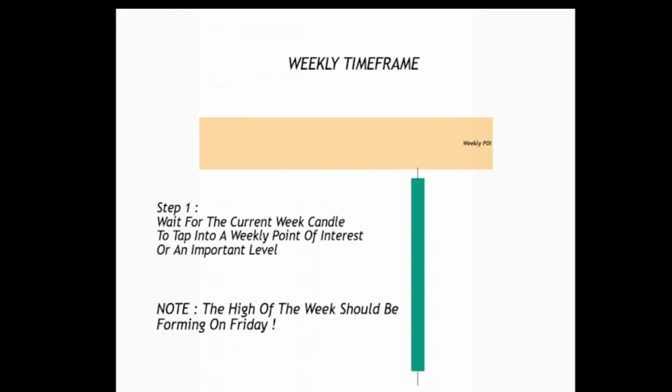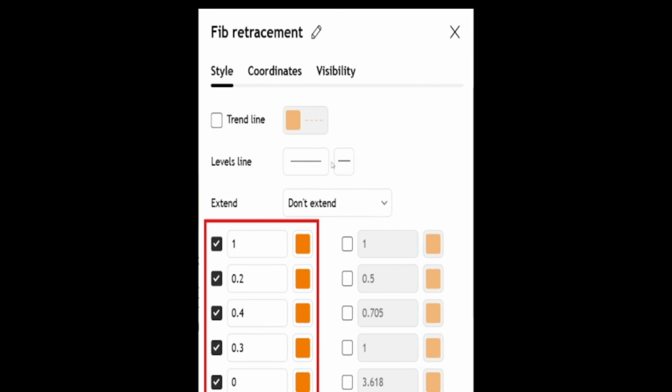Now, hopping into the next page, this is the fib retracement you're going to be using for this setup. Make sure you have these levels marked out in your fib retracement for the TGIF setup. You have to have these levels marked out: the 1, 0.2, 0.3, 0.4, and 0. We're going to call the 0.2 as 20%, 0.3 as 30%, and 0.4 as 40%.